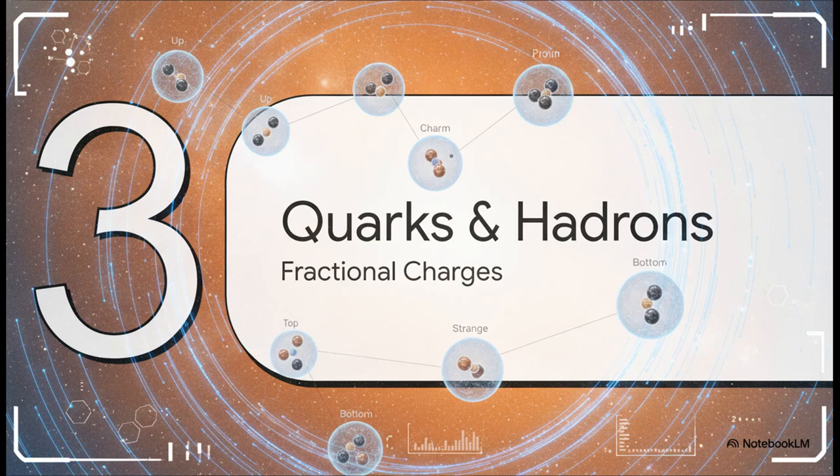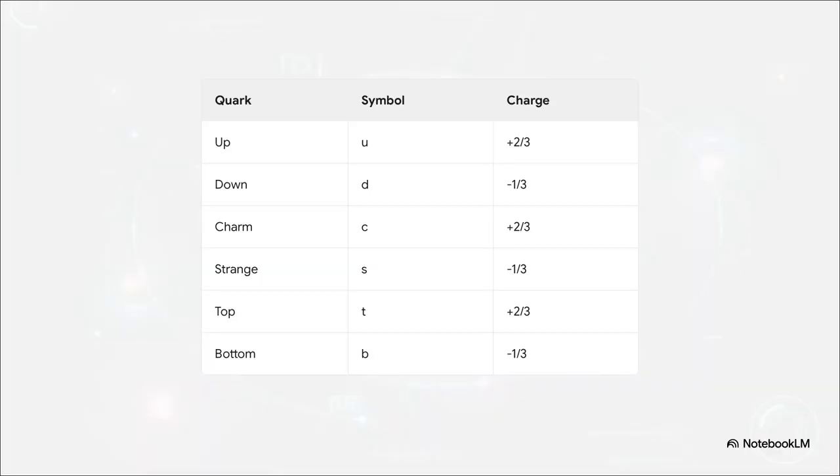Okay, Section 3. Quarks and hadrons, and the weird world of fractional charges. You gotta admit, physicists clearly embraced a bit of whimsy when naming these 6 quarks, or flavors. We've got up, down, charm, strange, top, and bottom. Now, this classification ultimately grew out of a mathematical pattern in particle physics known as the eightfold way.